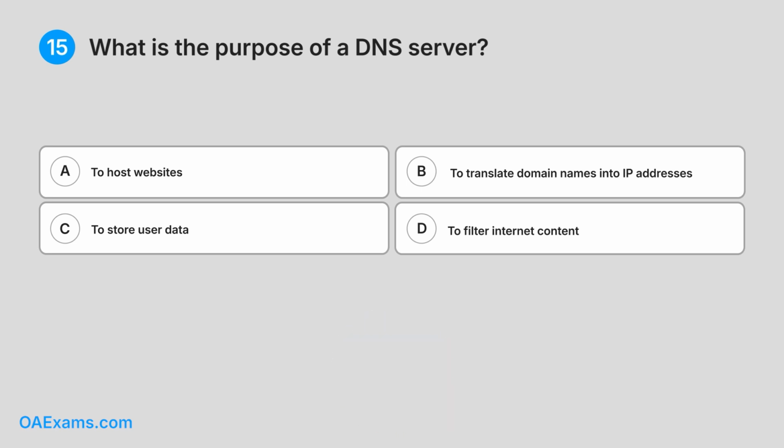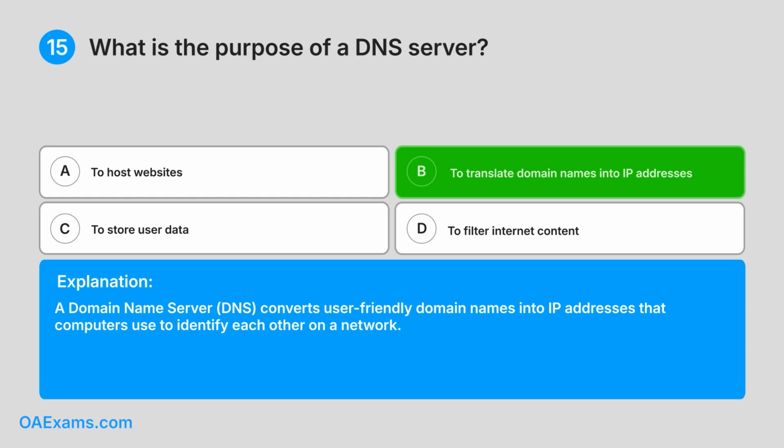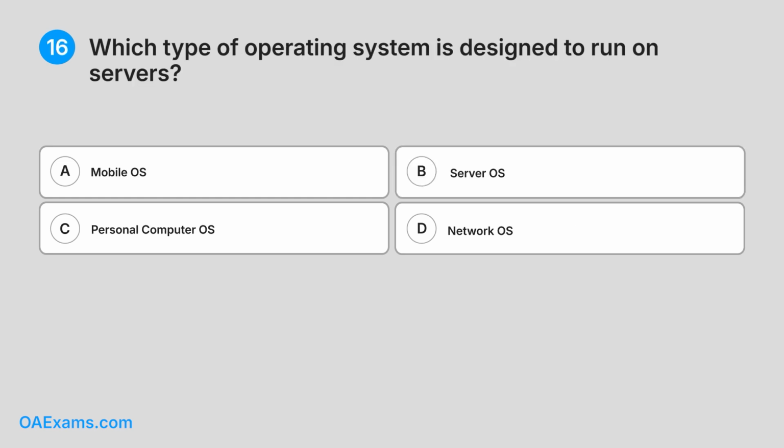Correct answer: B. To translate domain names into IP addresses. Explanation: A domain name server, DNS, converts user-friendly domain names into IP addresses that computers use to identify each other on a network. 16. Which type of operating system is designed to run on servers?